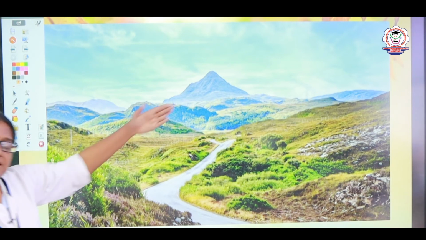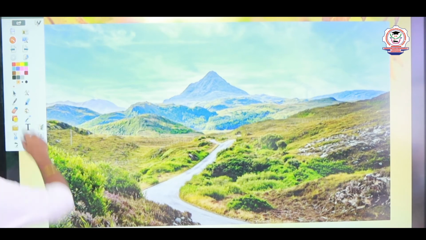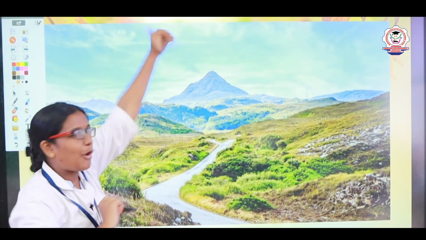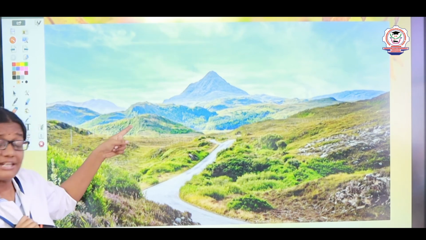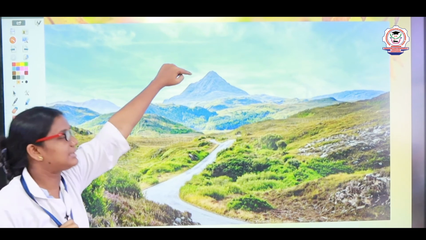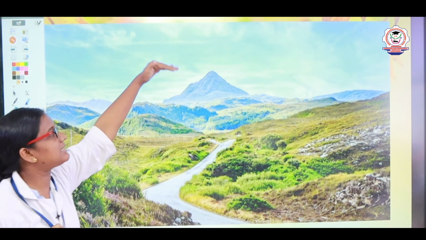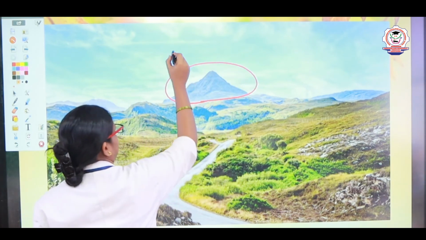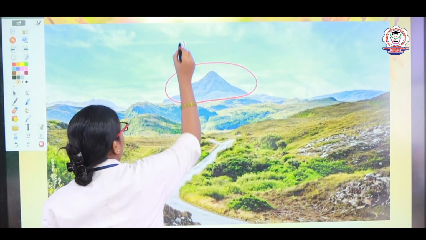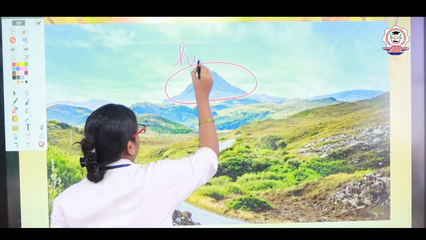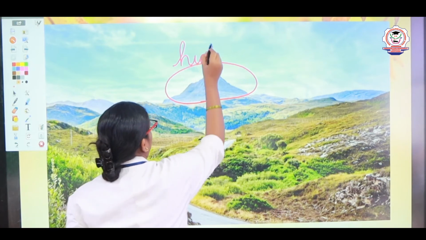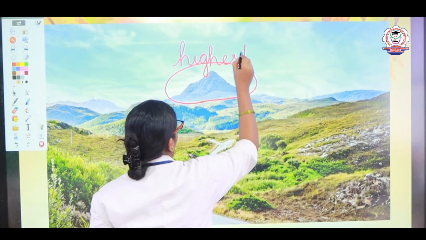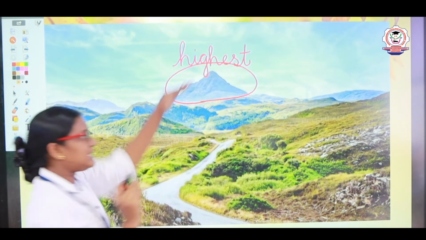Now see, which is the highest mountain here? Circle it. Which is the highest mountain here? The one at the top. Which is the topmost mountain? Is it this mountain? No. This is the top mountain. So it is at the top. So this is the highest level. Highest. What is the spelling of highest? H-I-G-H-E-S-T. So this is the highest mountain.